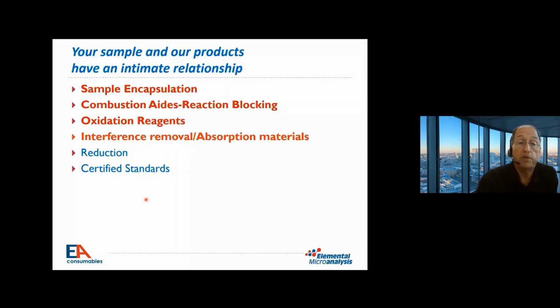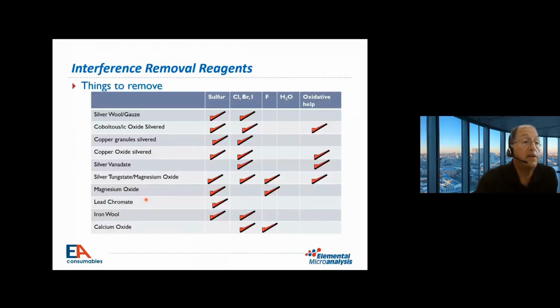Interference removal and absorption materials. In the case of interference removal, we're often talking about sulfur or halogens. We've talked about some of these before, the silver wool or silver reagents can be used. In the case of halogens, there's a whole number of things, and some are just oxidative help. So we have many different options available within our product line.